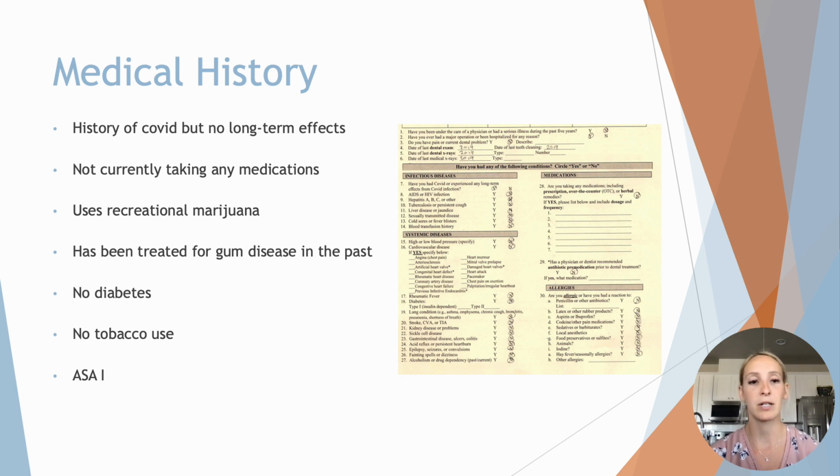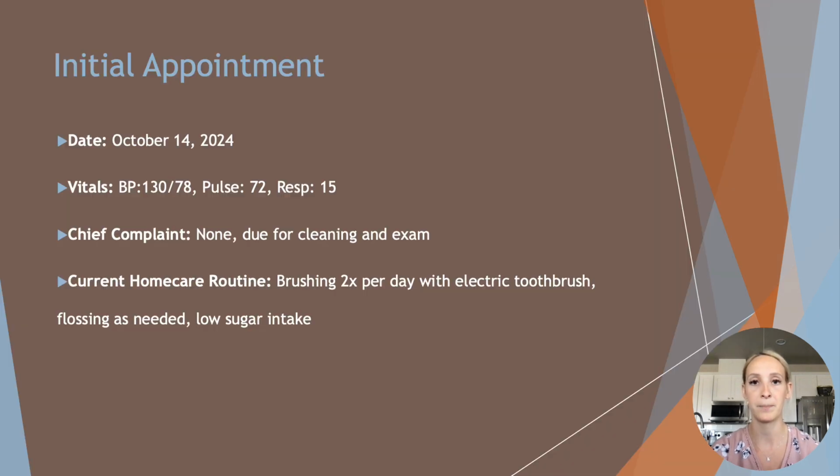For medical history, he has a history of COVID, but no long-term effects from it. He is not currently taking any medications, which stayed consistent throughout each appointment. He uses recreational marijuana, has been treated for gum disease in the past, and no history of diabetes and no tobacco use, putting him at an ASA 1.